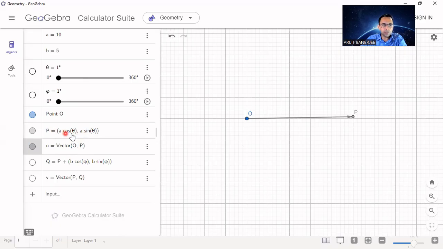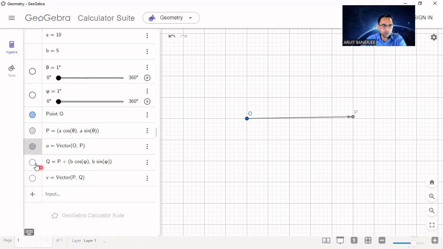So I have defined P in terms of theta and defined Q in terms of the location relative to point P. So relative to point P, there is the second part, that is B cos phi and B sin phi. So this phi will be used for the second rotation independent to the angle theta. So we have set two different angles and we will rotate them independently.